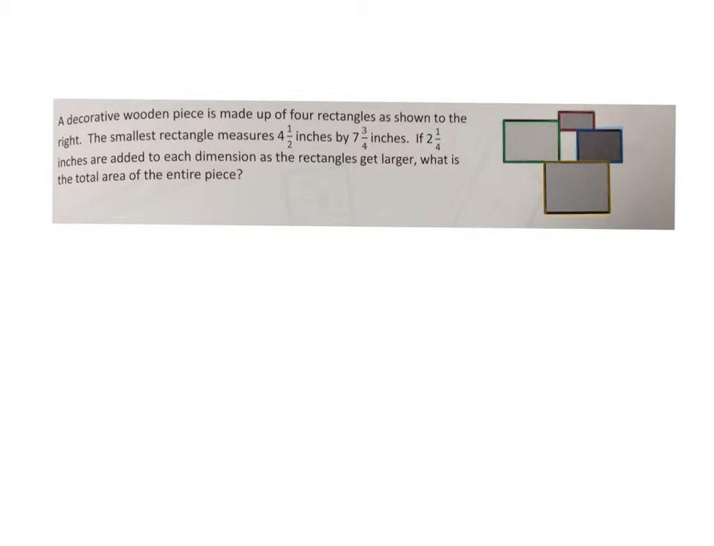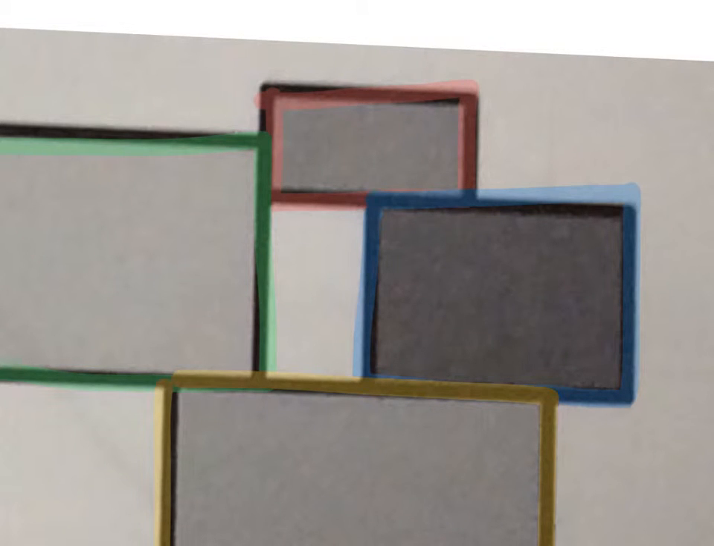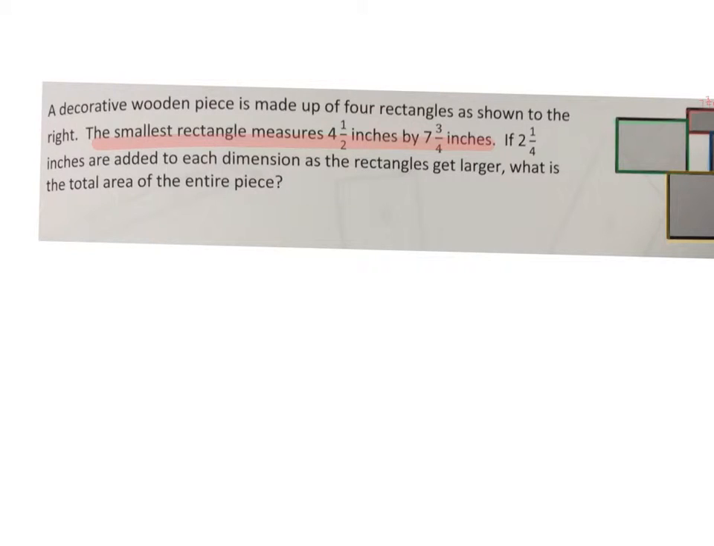The smallest rectangle measures 4.5 inches by 7 3/4 inches. So once again, the smallest rectangle measures how much? 4.5 by 7 3/4 inches. Okay? Then the question says, if 2 1/4 inches are added to each dimension as the rectangles get longer, what is the total area of the entire piece?